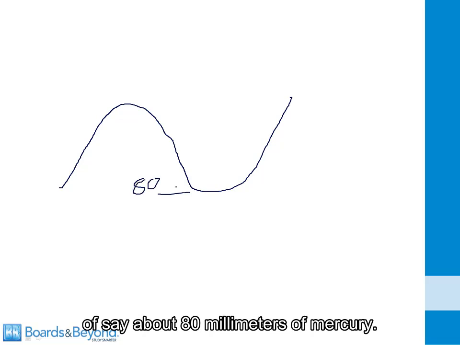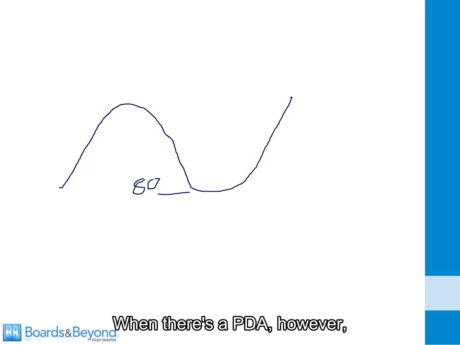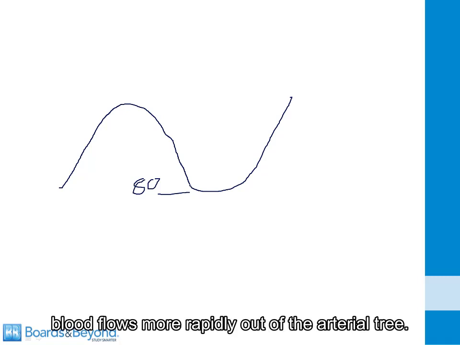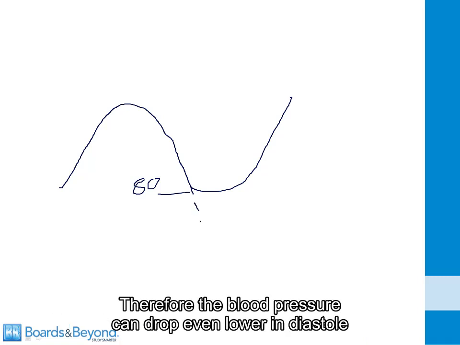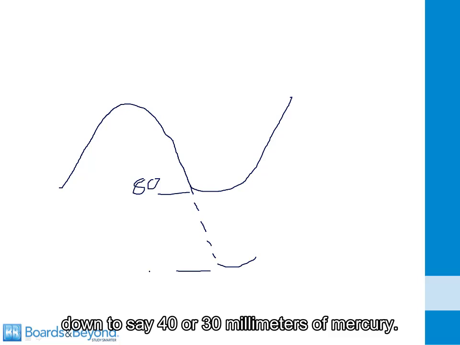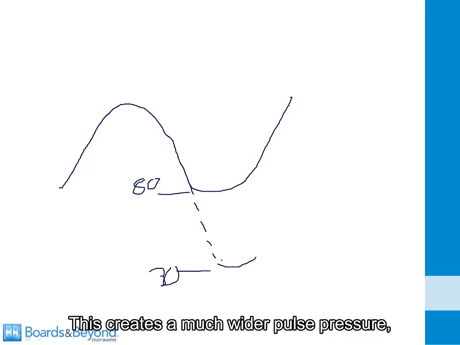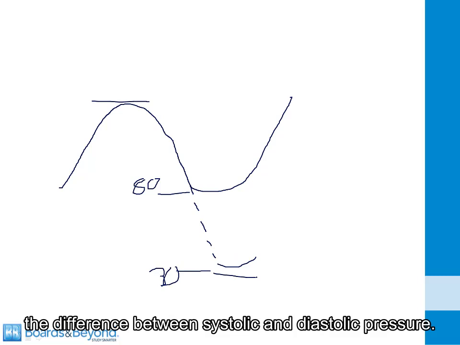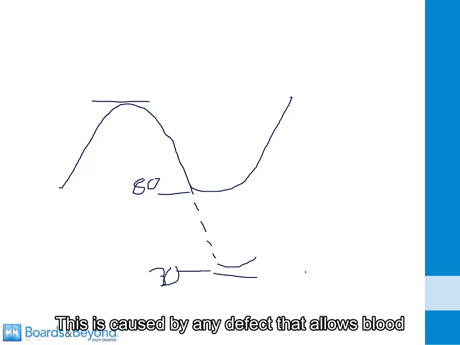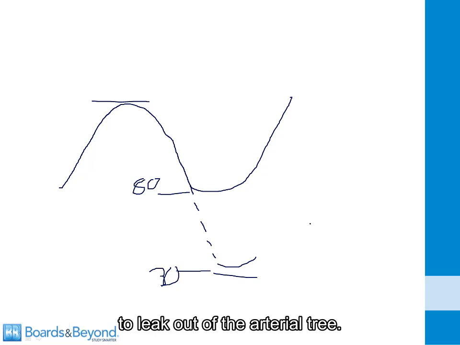80 millimeters of mercury. When there's a PDA, however, blood flows more rapidly out of the arterial tree. Therefore, the blood pressure can drop even lower in diastole, down to, say, 40 or 30 millimeters of mercury. This creates a much wider pulse pressure, the difference between systolic and diastolic pressure. This is caused by any defect that allows blood to leak out of the arterial tree.